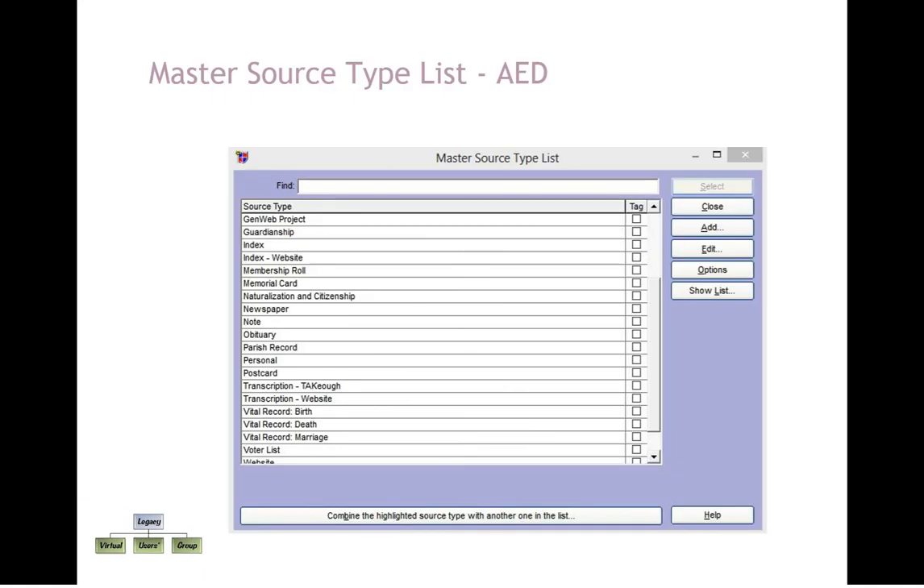Now, the master source type list contains all the source type names that are being used in your family file. Legacy only records one copy of each of those different source types, and it points any use of that to the entry in your list. So you can add, edit, rename, or delete source types. You can also combine duplicates. This master list can be updated on basically an as-used basis, and I would just check it every 6 months.